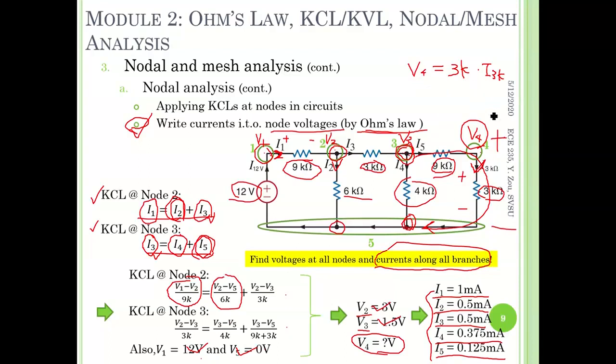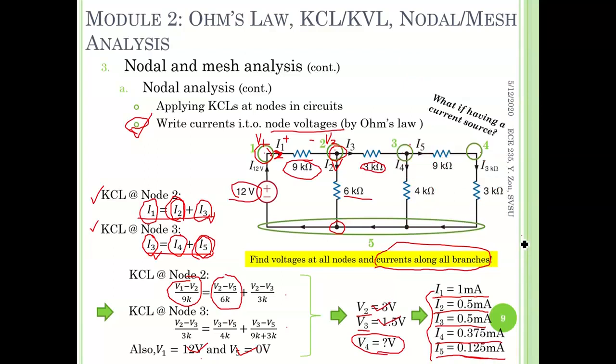So be careful with the passive sign convention. Very, very important. And I3K here is equal to nothing but I5, as we have discussed. So V4 is equal to 3K times 1/8 milliampere.